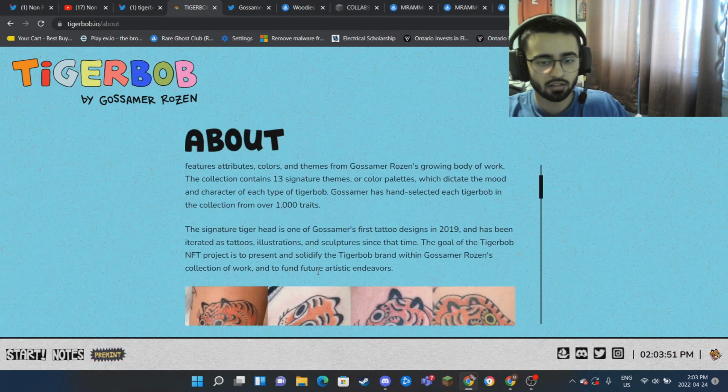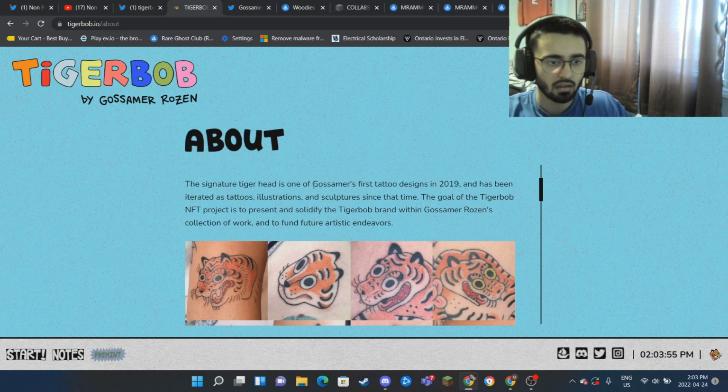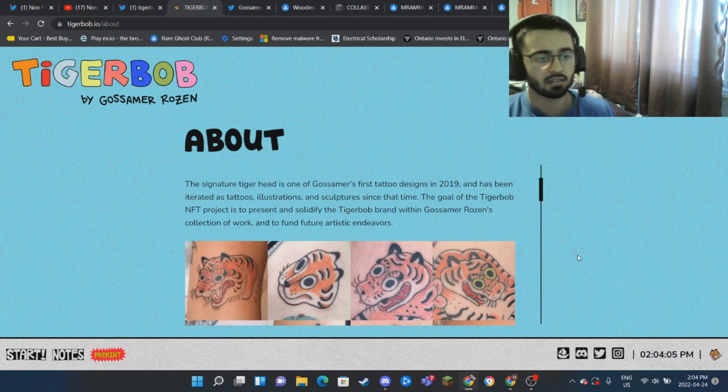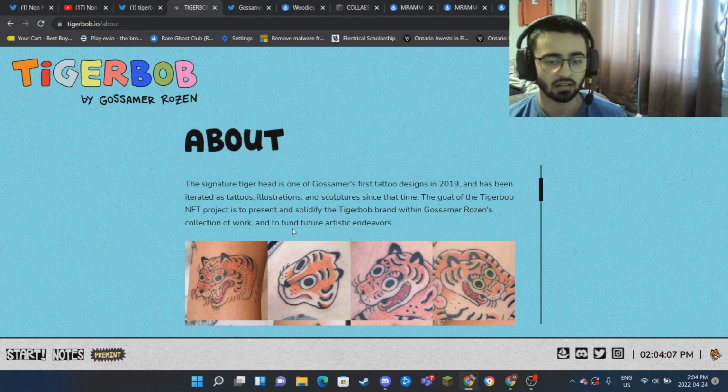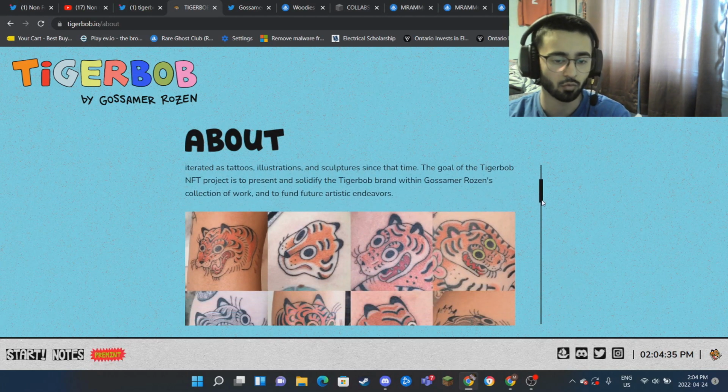So a little history on the art. It was one of her first tattoo designs from 2019, and the tiger head has now also been iterated as tattoos, illustrations, and sculptures. Basically, the point of the project is to solidify her brand, the Tigerbob head. So the art features attributes, colors, and themes from a bunch of her different bodies of work.